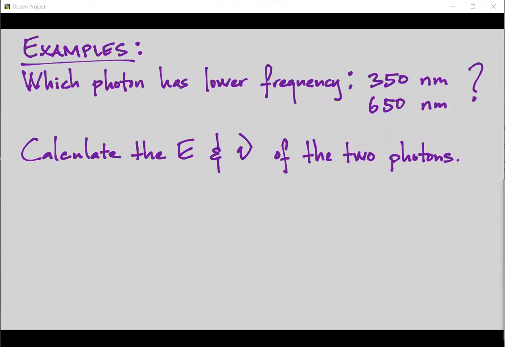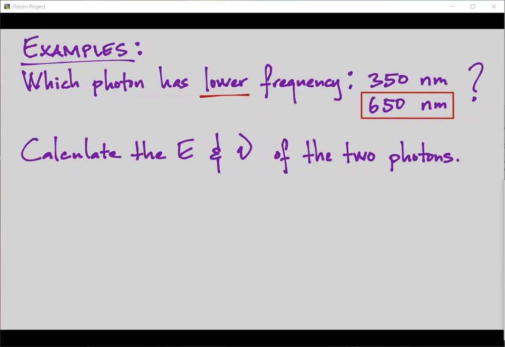Mercy thinks it's the 350 nanometers. Actually, it's the 650 nanometers, because it's asking for lower frequency, right? So the longer the wavelength, the lower the frequency. So that would be the 650 nanometers. And now we can prove this mathematically.